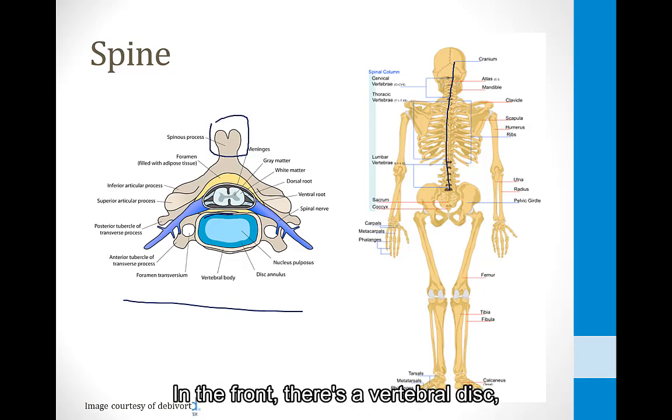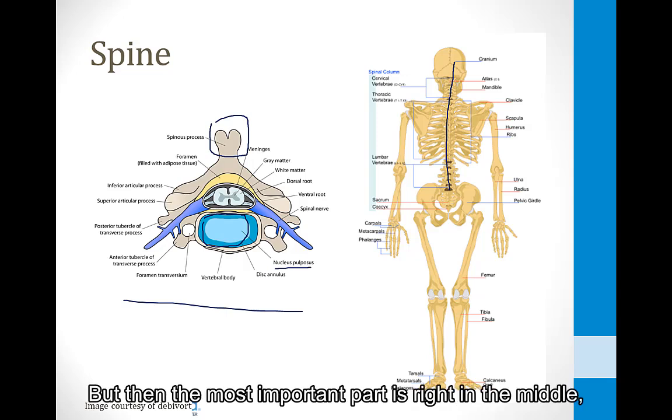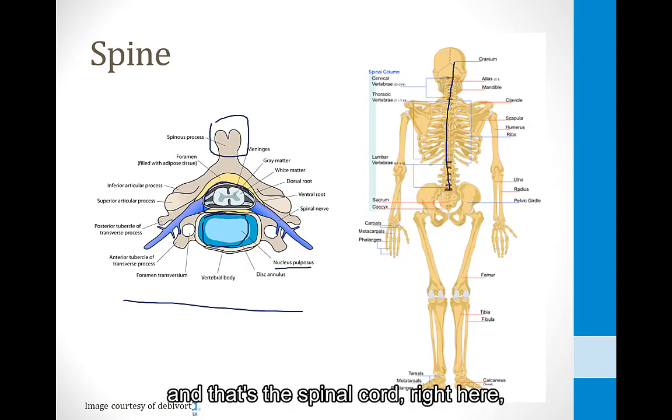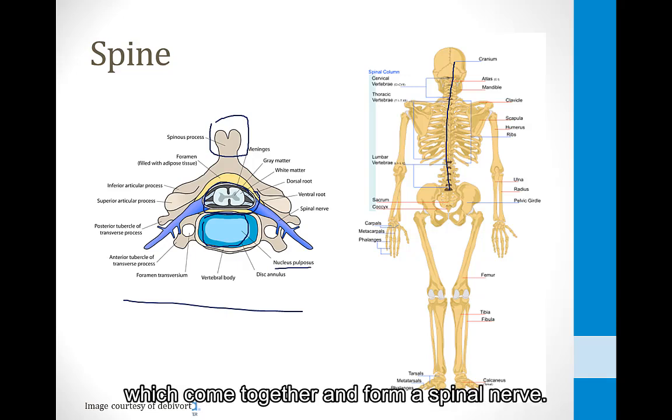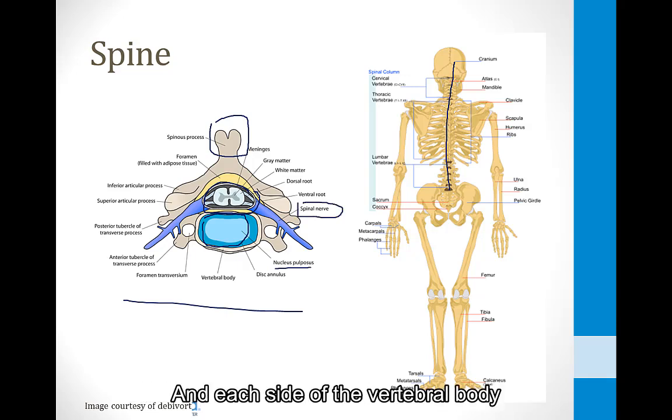In the front there's a vertebral disc, which contains the nucleus pulposus, and that's actually the remnant of the notochord in the embryo. But the most important part is right in the middle, and that's the spinal cord. It gives out spinal roots on both sides which come together and form a spinal nerve, and each side of the vertebral body has a nerve coming out of it, called a spinal nerve.